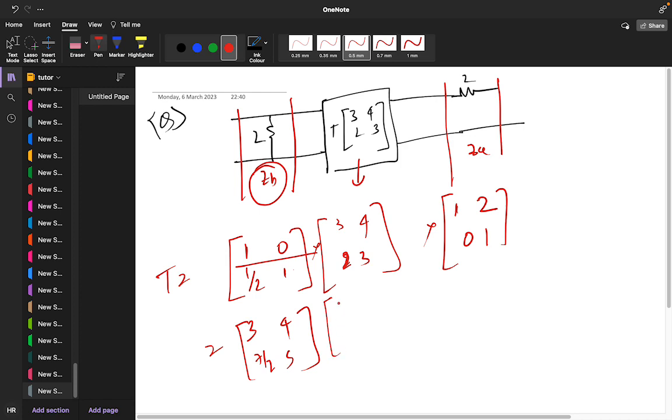Now you have to multiply this with this, 1 2 0 1. What will you get? 3, 6 plus 4 is 10, and this is 7 by 2 only, and this is 7, 7 plus 5, 12. 7 by 2, 7 twos are 14, 14 by 2, solve this. What will you get, Prasanna? So 1. You will get 1.